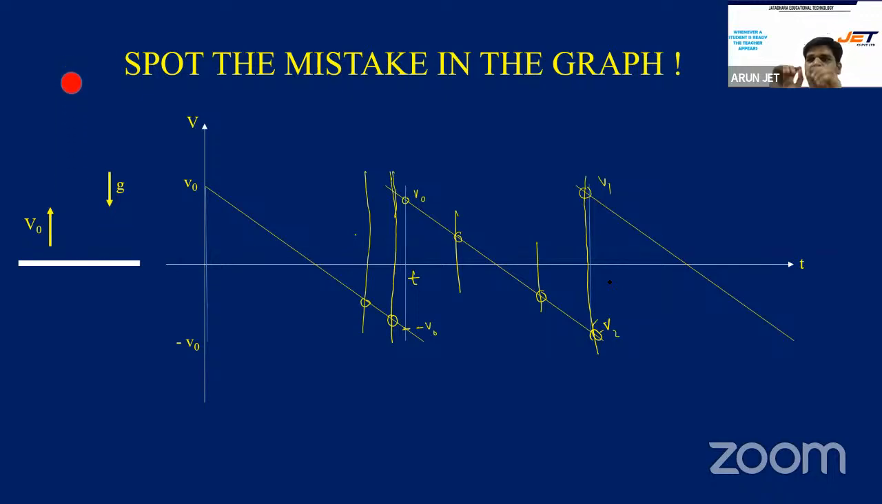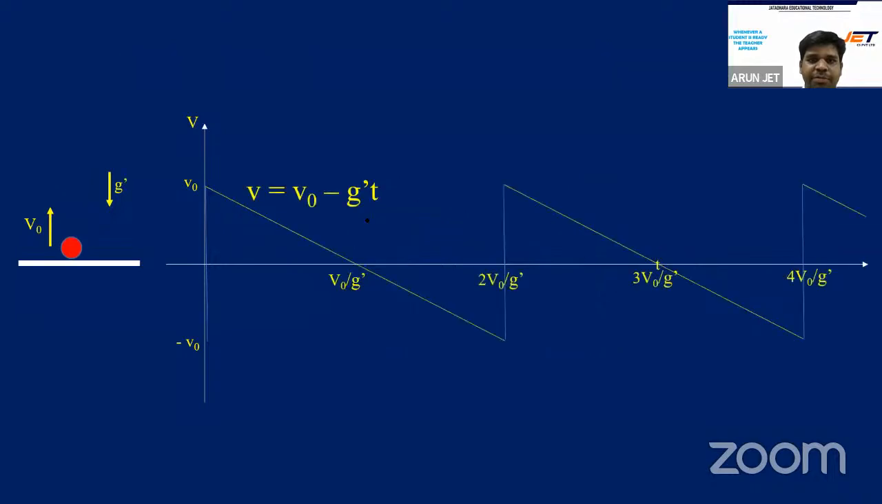That a particle cannot have two velocities at the same instant of time. That is why at a certain instant of time, if I draw a vertical line, that should not intersect the VT graph at more than one point. It should either intersect at one point or should not intersect at all. All right, let's go for the next point.